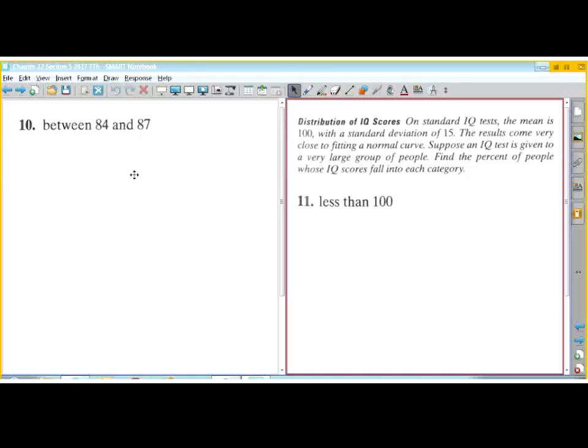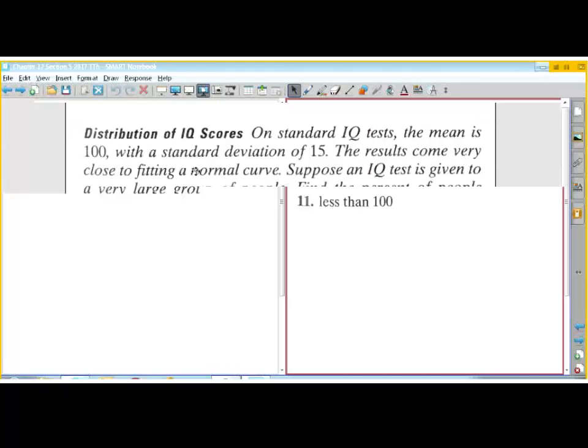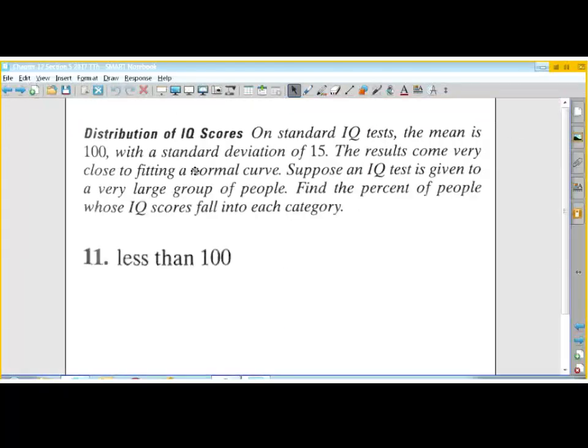examples. And I'm going to change these slightly just to make them a little more interesting. So here we have a problem. IQ scores. Okay, time to be quiet.